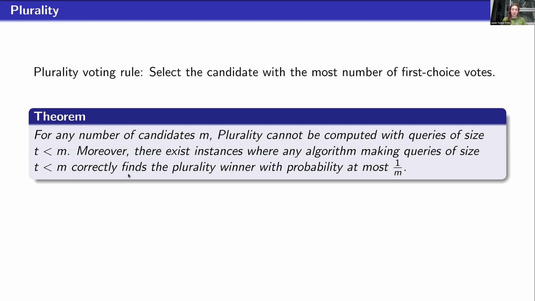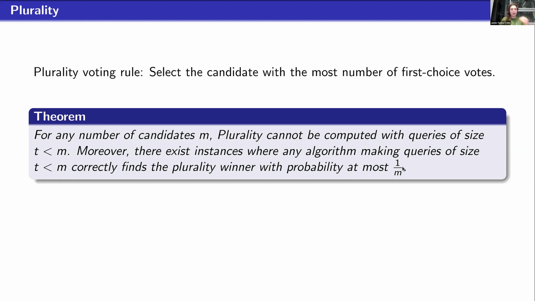Moreover, we can construct instances of this problem, so sort of query adversaries, where any algorithm making queries of size strictly less than M can only correctly output the plurality winner with probability at most 1 over M. So we're allowing even a randomized algorithm, and we're saying this randomized algorithm can't do better than just guessing one of the M candidates. That's what 1 over M is here.